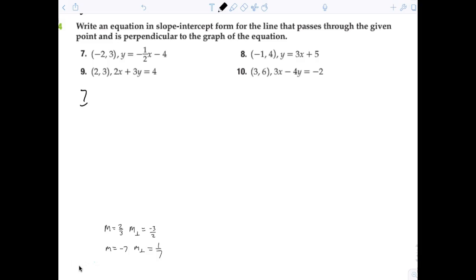Number 7. The slope of the perpendicular would equal what? What's the slope of the perpendicular? Patrick? 2/1, but we can just say 2 because we're brilliant. And it passes through what point? -2, 3. So now, first thing you have to do is change things up. On your calculator, put in the point -2, 3, and then graph the line y = -1/2x - 4. Come on, you should be getting better at it. Shouldn't take you that much time.